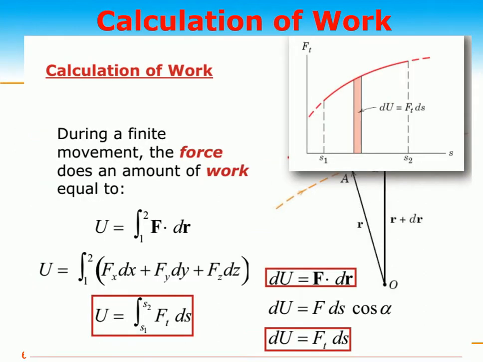So how is the work done to be calculated? Let's talk more on this. Let's say we have a tangential force, the force component along the displacement, and the curve. I need to find the work done. The area under this force-displacement curve will give you the work done. If I take a small element, dU is equal to Ft times ds. So U is equal to the integral from 1 to 2 of F dr. If the force is a vector quantity, then it is Fx dx, Fy dy, and Fz dz.